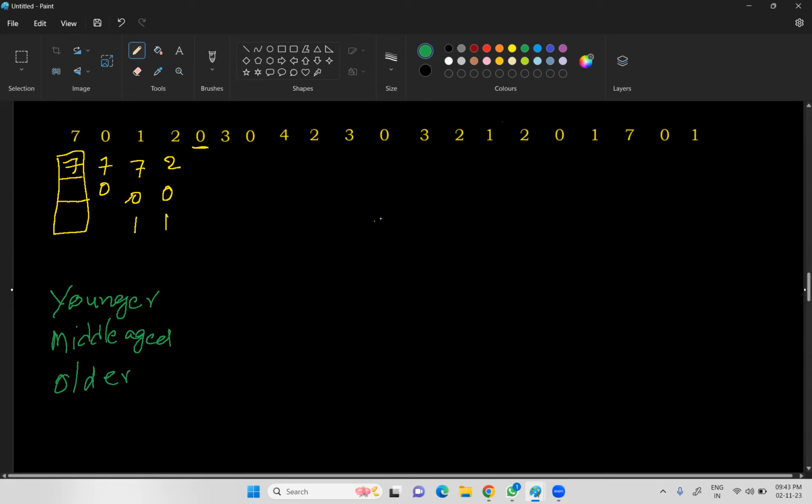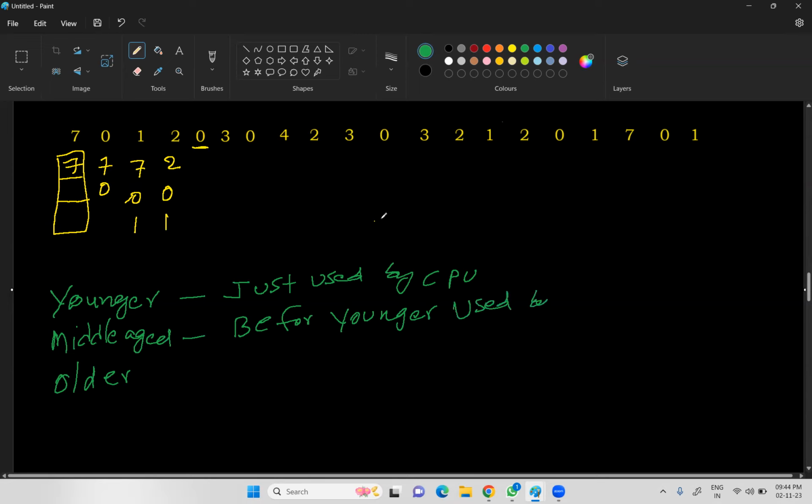Older frame. Younger frame in the sense, what do you mean by? Don't write this one in our final examination. Just for our understanding purpose, I am writing this. Younger frame in the sense, just used by CPU. Middle aged in the sense, before younger used by CPU.